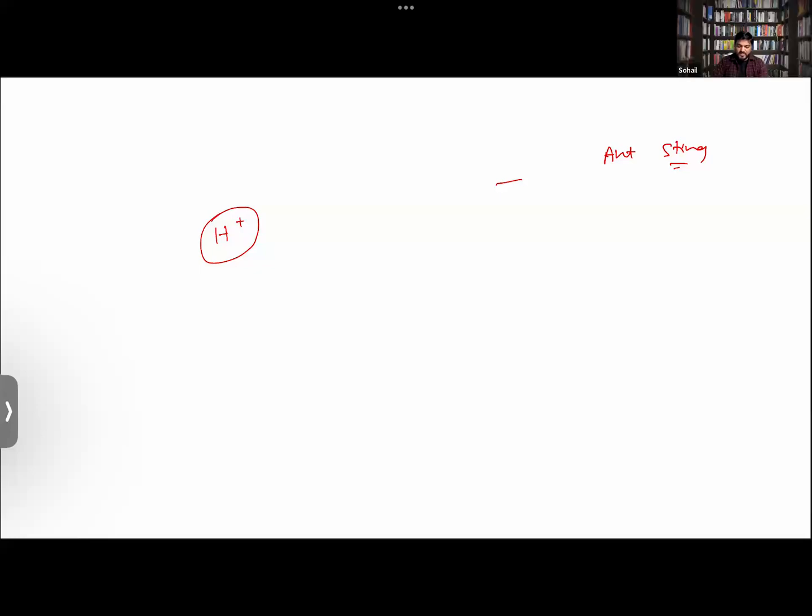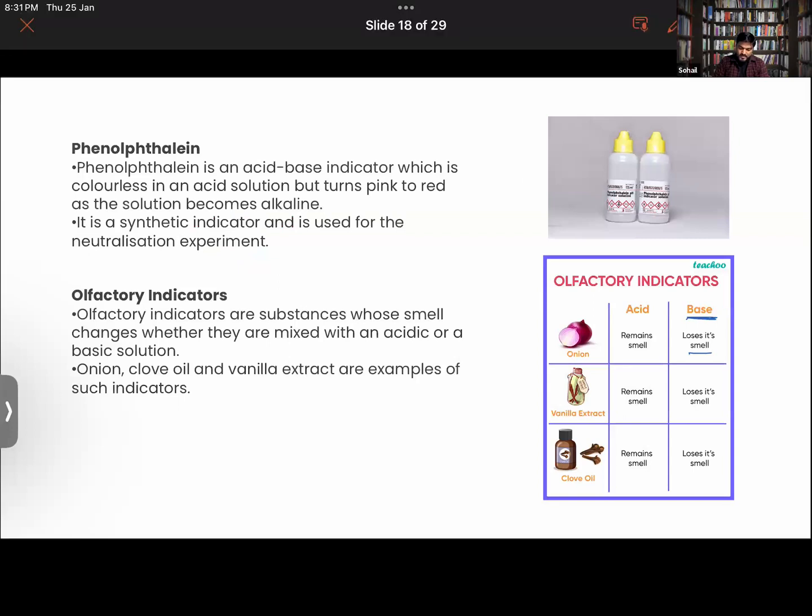Okay, so let's continue further. You have phenolphthalein also. Phenolphthalein is also an acid-base indicator, and in fact, it is colorless in acid solution, if you were to dip it in an acidic solution.